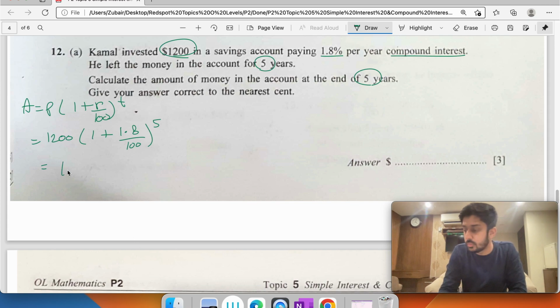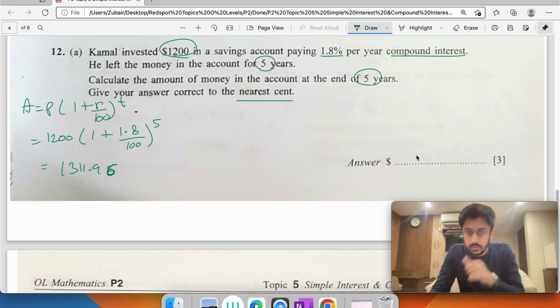So this is 1311.95. Correct to the nearest cent again, and this needs to be rounded to 96. 1311.96.